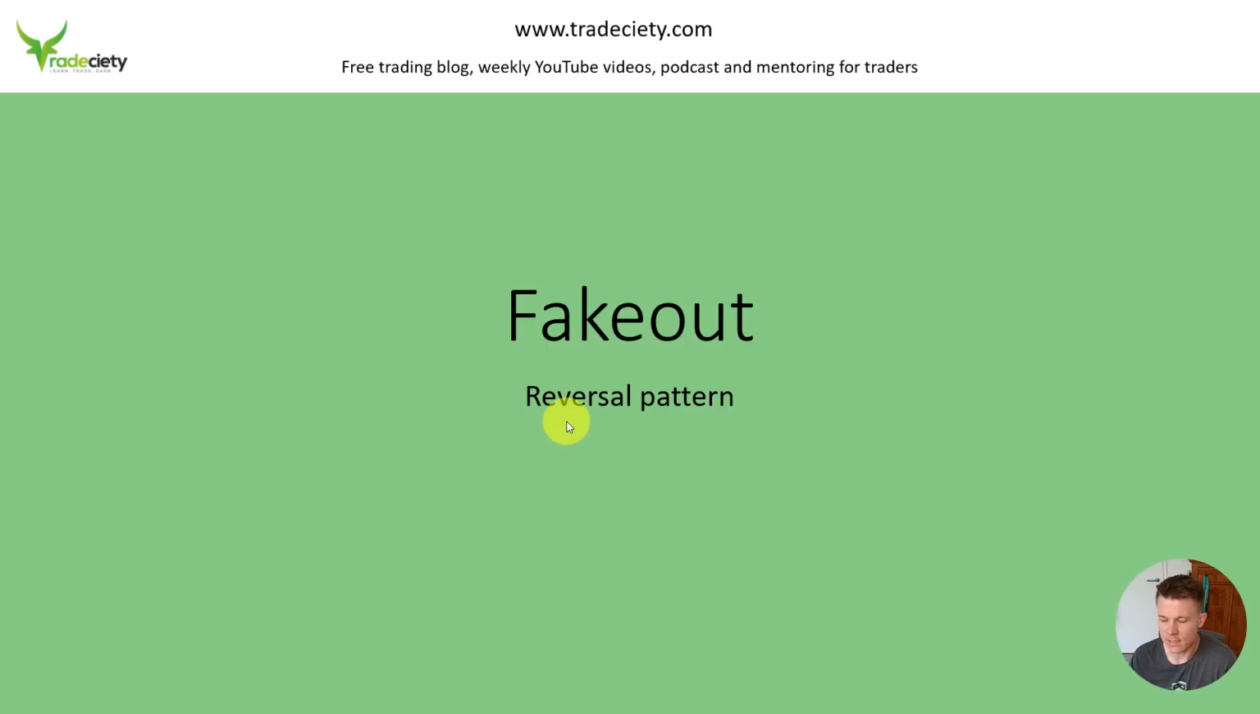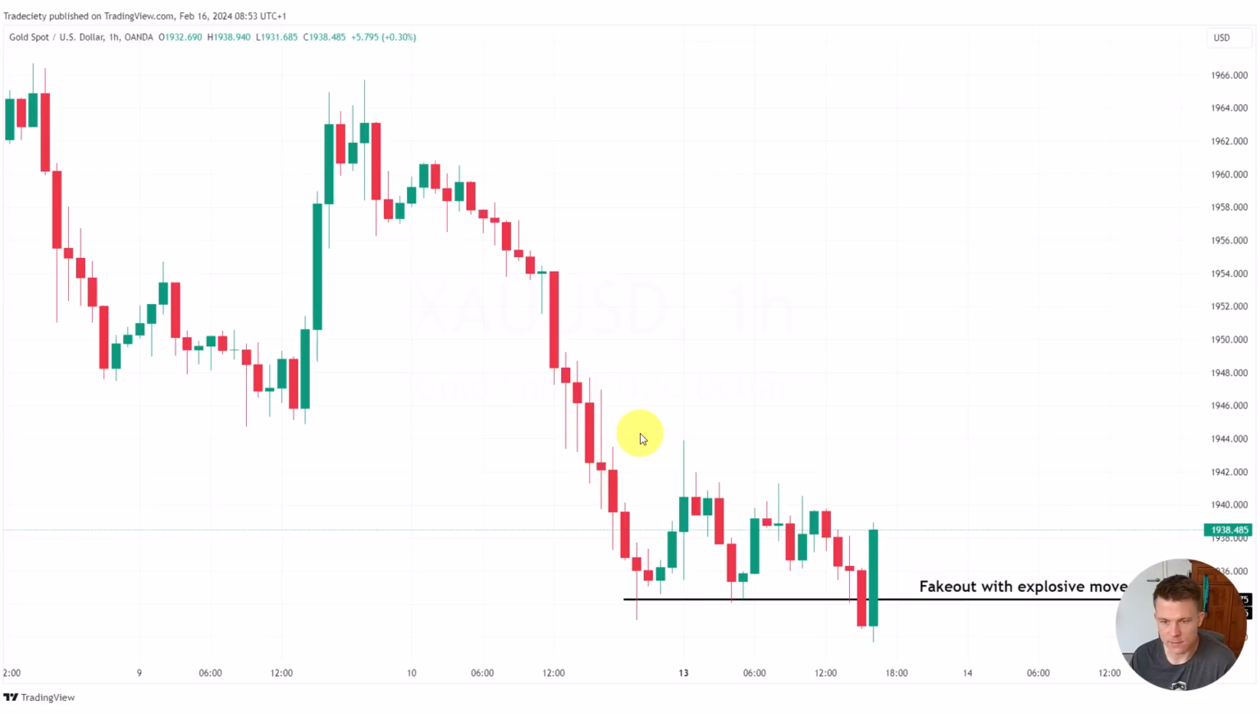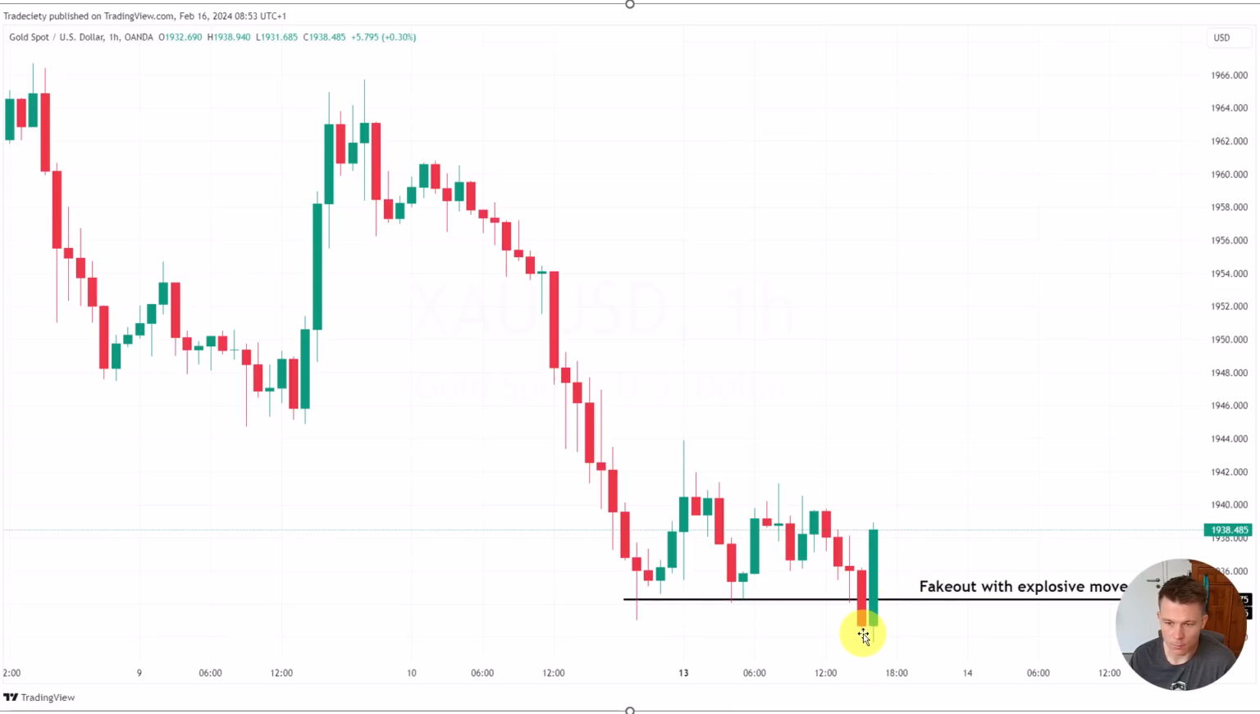Fake out is another way of trading reversals. So what we have here is a downtrend, and very similar to the double bottom or triple bottom, we have a breakout attempt that is immediately rejected. And the key to the fake out is that you want to see a strong rejection of the breakout. You want to see a breakout that is closing below the previous lows and below the closes previously. And then the next candle should be an immediate explosion into the other direction.